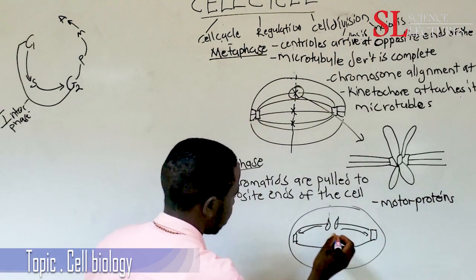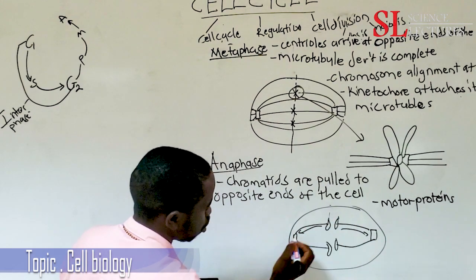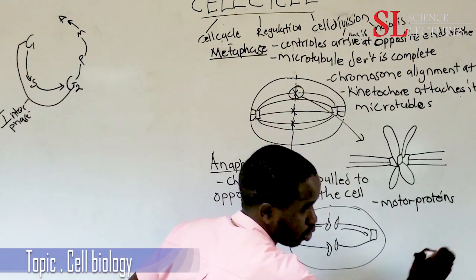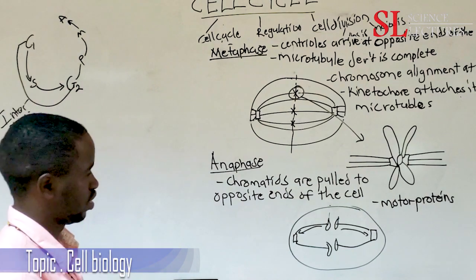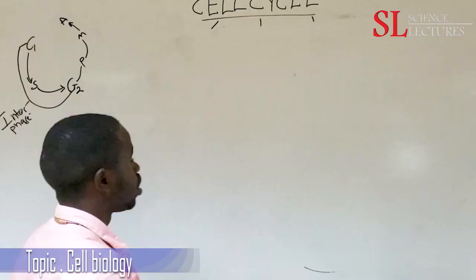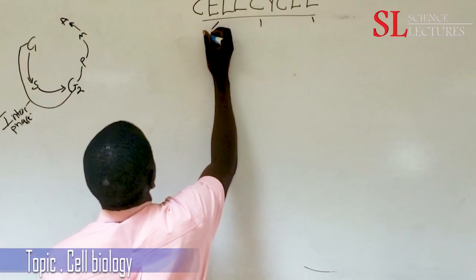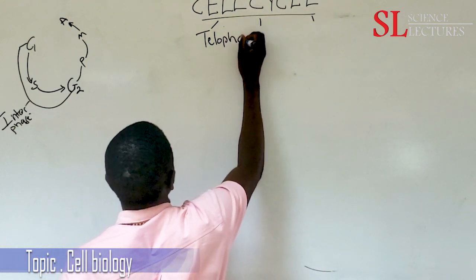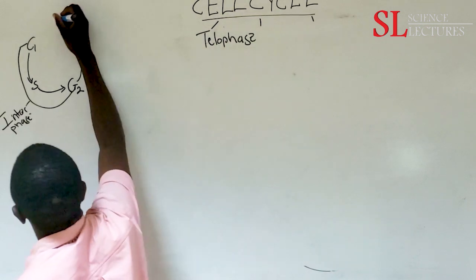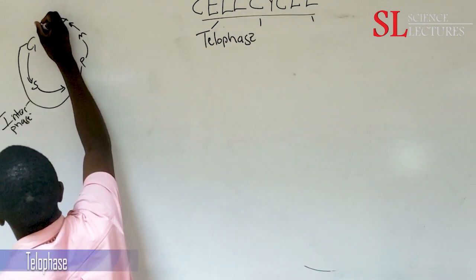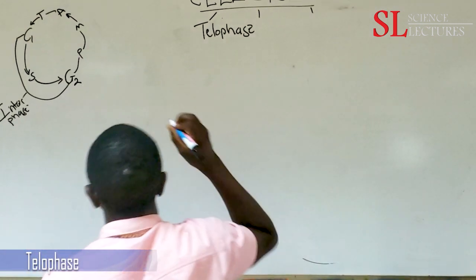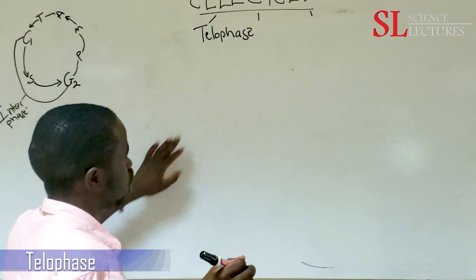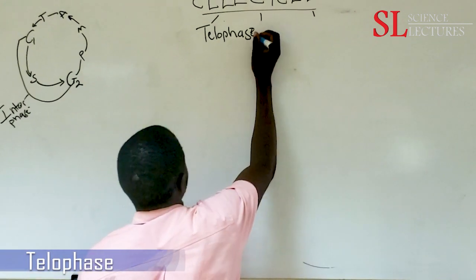The motor proteins are the ones that pull the microtubules of this side, and they also pull the microtubules of the other side. Then from anaphase we shall go to telophase. Then from telophase my cell shall go back to the G1 phase.